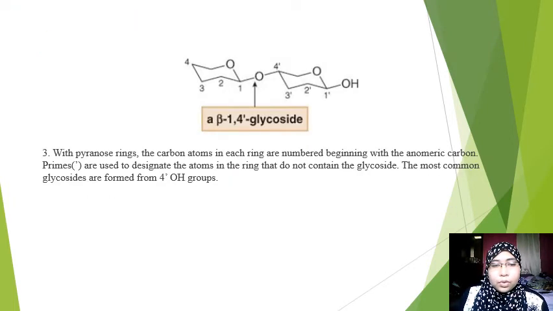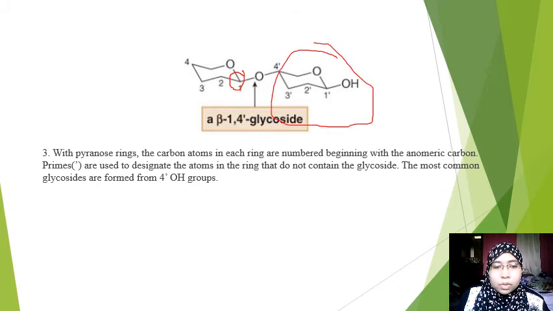With a pyranose ring, the carbon atoms in each ring are numbered beginning with the anomeric carbon. Primes are used to designate the atoms in the ring that does not contain the glycoside. The most common glycosides are formed from the 4' OH group.